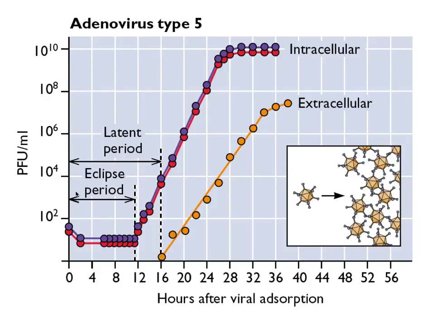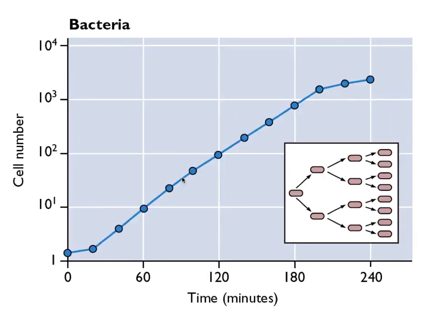So the eclipse period is the time when there is no virus produced at all inside of the cell. And then there's a period between 12 and 16 hours where viruses are being made, but they're not yet released from the cell. That's the latent period. Now again, the important point here is that virus multiplication is fundamentally different from the way bacteria multiply.